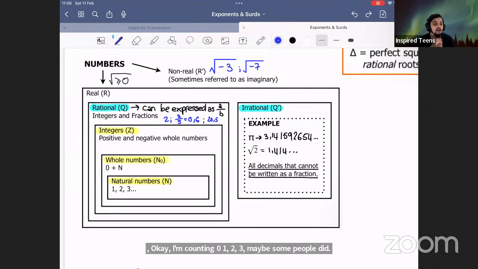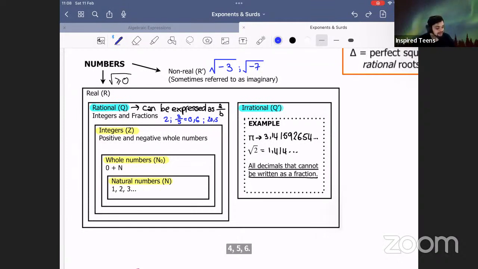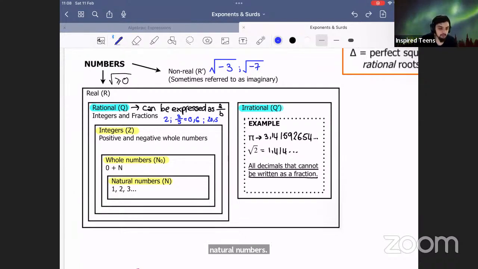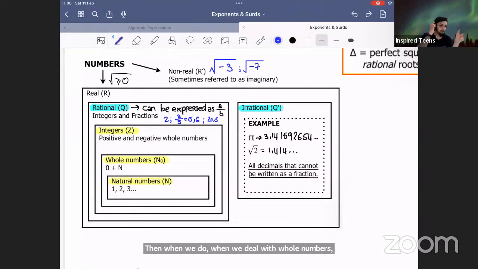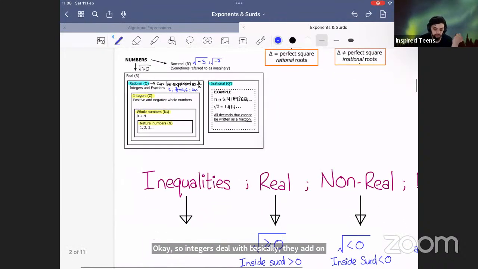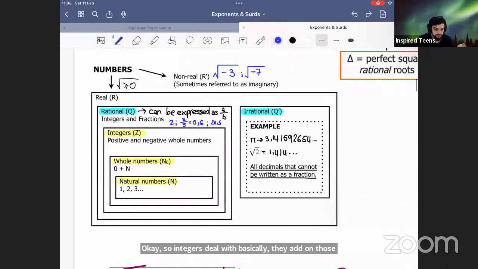1, 2, 3, 4, 5, 6. Nobody really starts from 0. So that's natural numbers. Whole numbers are natural numbers, but including 0. I hope that makes sense. And then integers, one above, are our positive and negative whole numbers. Integers basically add on those negative numbers as well. So that's a quick revision of our numbers.